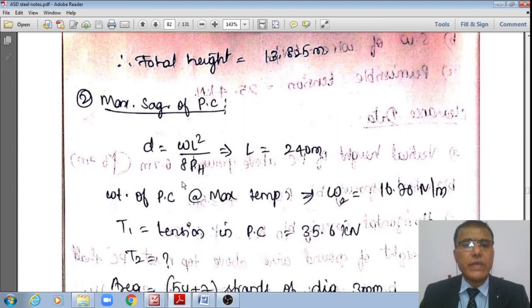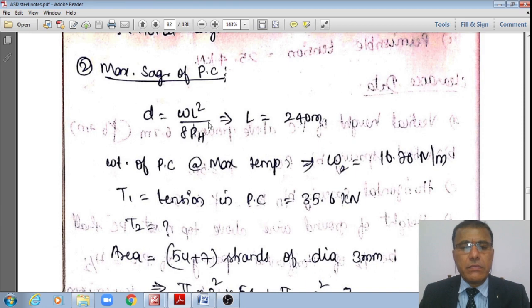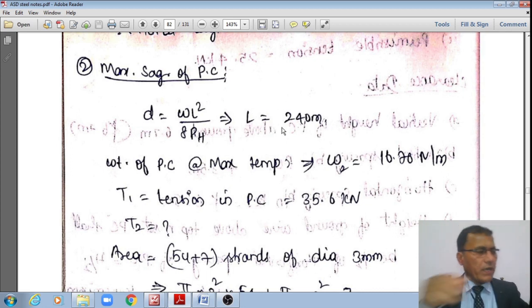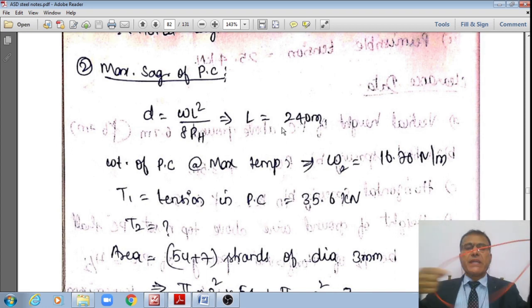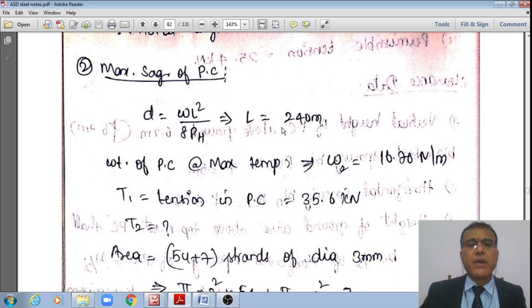The sag or dip is given by the formula W square by 8ph, where the length of this power conductor from one tower to the other tower is 240 meters. Therefore, 240 meters. Now I am recalling the weight of this power conductor at maximum temperature, meaning its own weight. At maximum temperature, W2 is given as 16.76 Newton per meter.